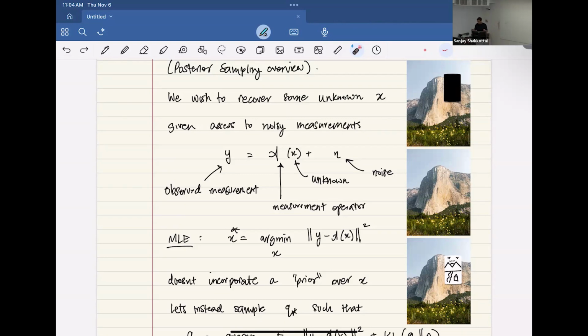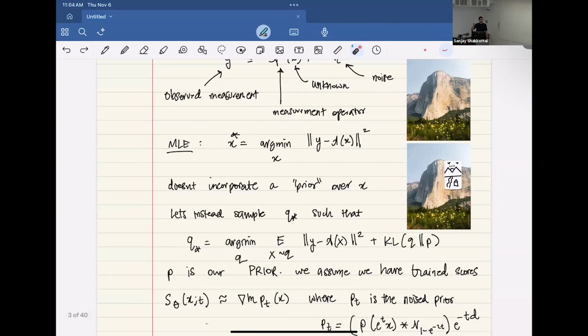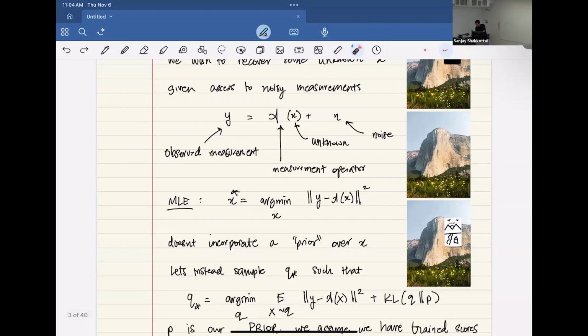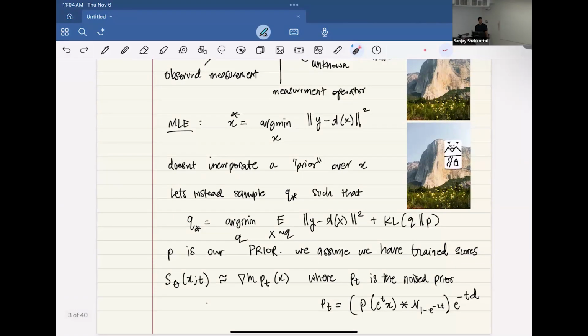What's missing here is any understanding of a prior over the kinds of x's we want to recover. And we've been talking about these priors for the whole semester. So we're going to modify this problem to, instead of returning a single deterministic x, return a distribution q star. And q star is going to simultaneously try to minimize your reconstruction error, y minus Ax squared, while also not straying too far in KL from your prior P.